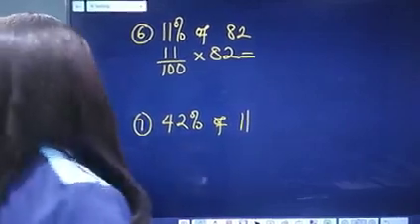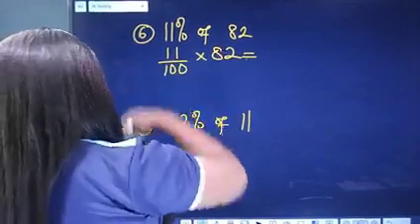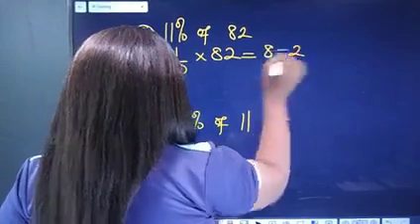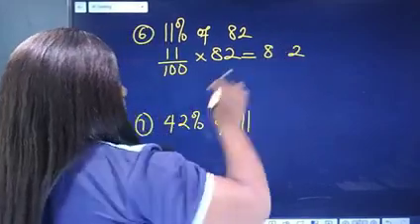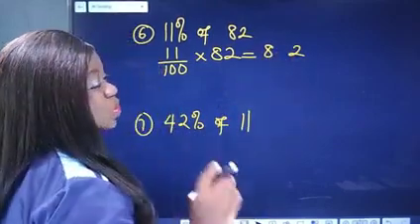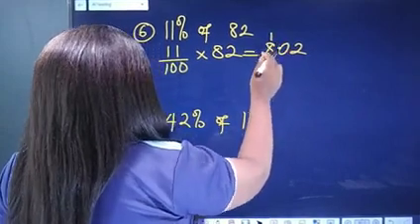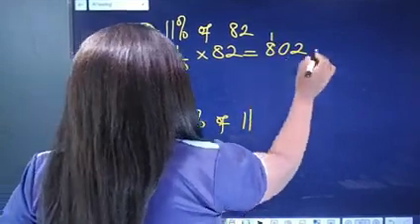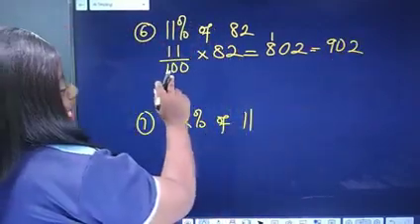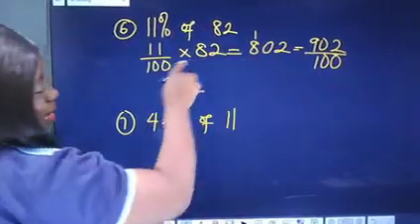Now 11 over 100 times 82, just multiply the numerator and then divide by 100. That's the easiest way. Now 82 times 11. When you're multiplying 2 digits by 11, write down the first digit and the last digit together, leaving space in between. Now add up the 2 digits. 8 plus 2 is 10. You write 0, you carry 1. 1 plus 8 is 9, and that is equal to 902 divided by 100. So that's how to multiply by 11.